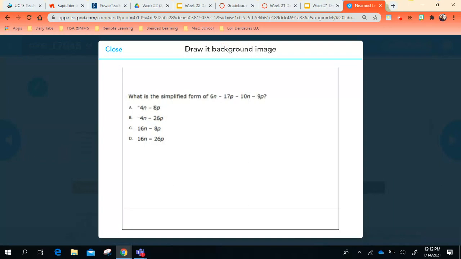Okay, so go ahead and do this one on your own. You are combining like terms. You can work it out on your paper, but then make sure your answer gets on the screen.